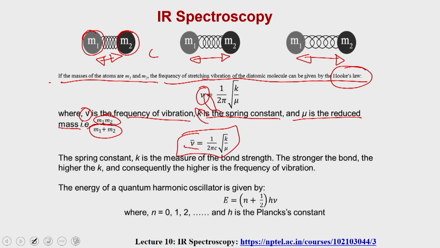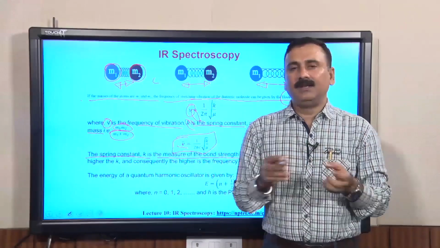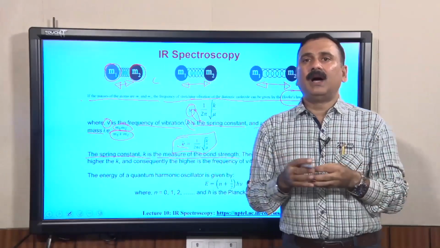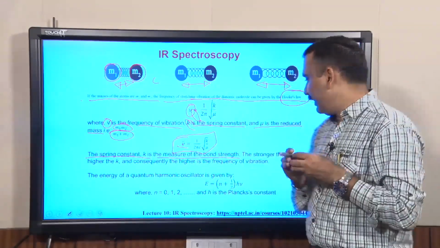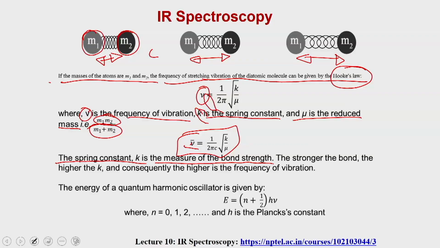you will get the formula that is called the wave number, ν̄ equivalent to 1/2πc √(k/μ), where k is the spring constant, and the spring constant is going to be a measure of the bond strength, which means the higher the bond strength, the higher is going to be the value of k, and that actually is going to decide at what frequency the molecule is going to do the vibrations.